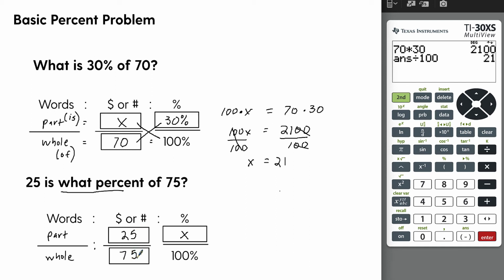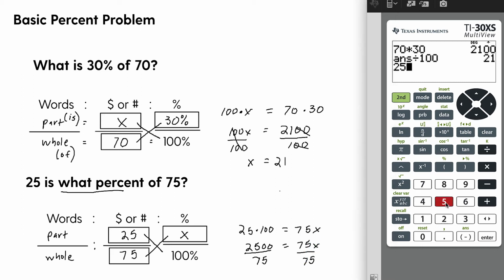So 25 over 75. Again, cross multiply, then divide. We will end up with 25 times 100 is equal to 75x. So this becomes 2,500. Again, put it in a calculator if you need to. Divided by 75. So now we've cross multiplied, now we're going to divide by the number that's attached to that x. Since this represents multiplication, 75 times x, we divide by 75.